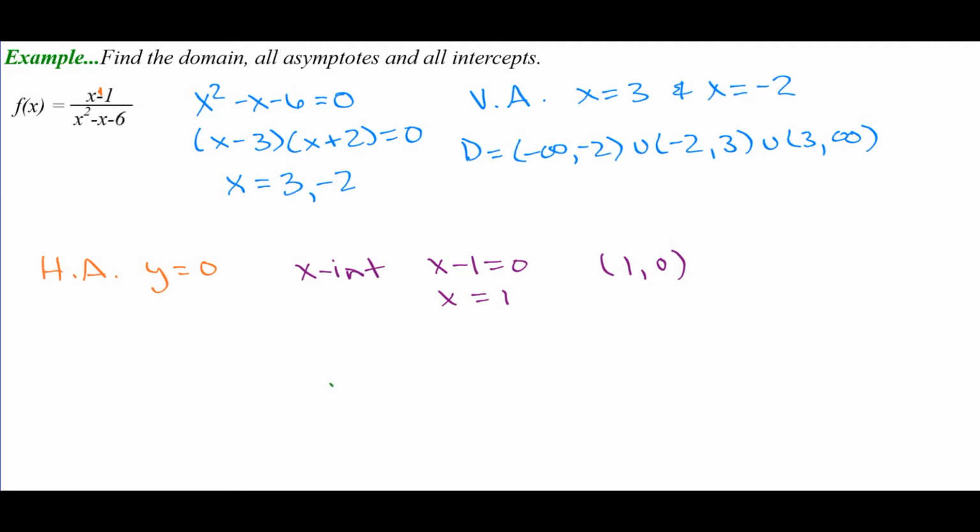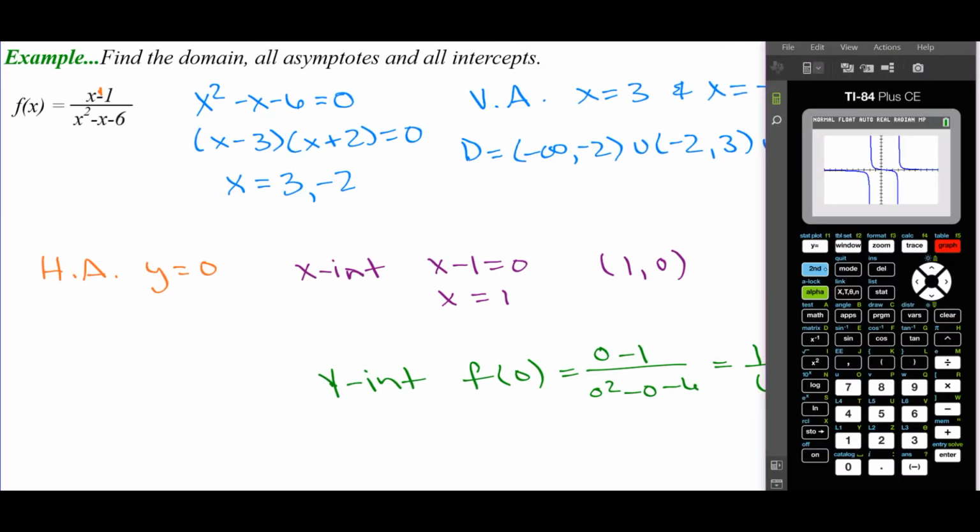And then for my y-intercept, we're going to plug 0 in for x. So I'm going to evaluate f of 0. So we're going to get (0 minus 1) over (0 squared minus 0 minus 6), which is going to give us 1/6. So my y-intercept is the point (0, 1/6).